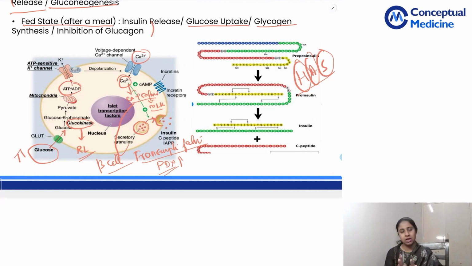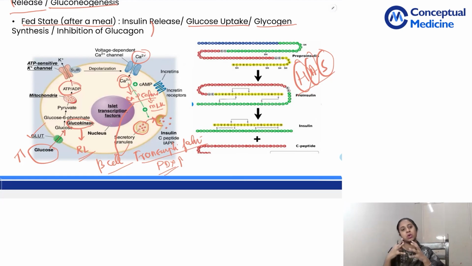Okay. Once more, I will tell: when the glucose comes inside, it enters through the GLUT channels and it enters into the cell. The rate limiting step is glucokinase. It forms glucose 6 phosphate, enters into glycolysis, pyruvate is formed. Pyruvate enters into mitochondria, oxidative phosphorylation, ATP is generated. ATP will now close your ATP sensitive potassium channel. It causes depolarization. Once membrane is depolarized, it activates the voltage sensitive calcium channel and calcium comes inside.